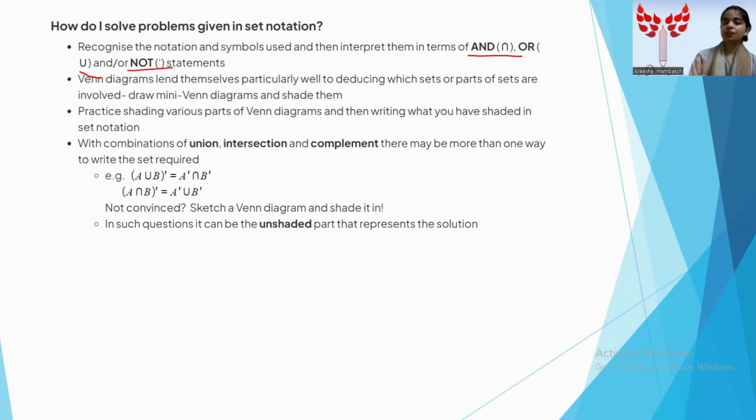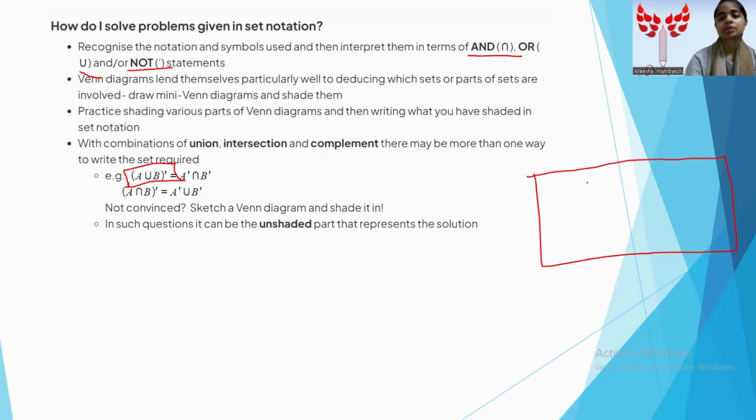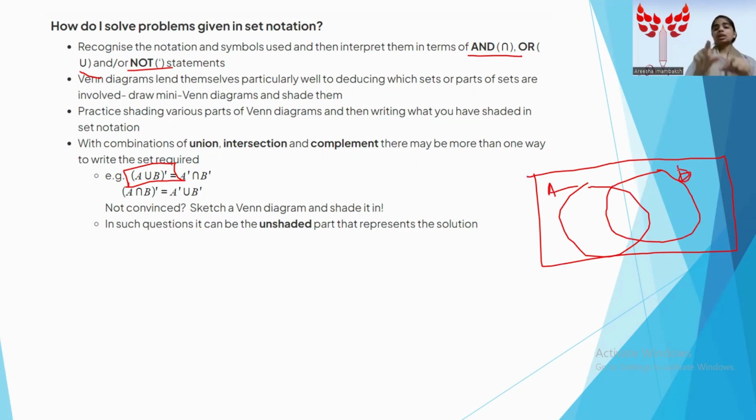So there are three things we have understood: union, intersection, and complement. Now there can be more than one way of writing. Now A union B complement. Now what is this actually? If I make the Venn diagram for this, so this is A, this is B. Now this is A union B and complementing them means everything except A union B. Now A union B is this part, so everything except A union B is simply all the things outside.